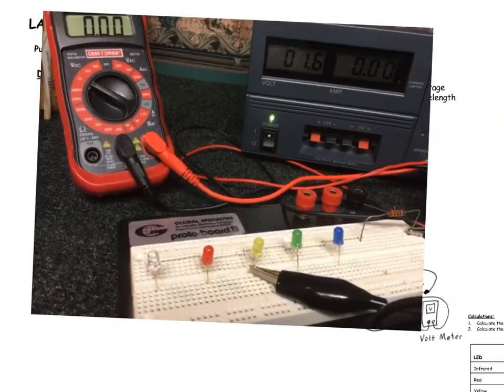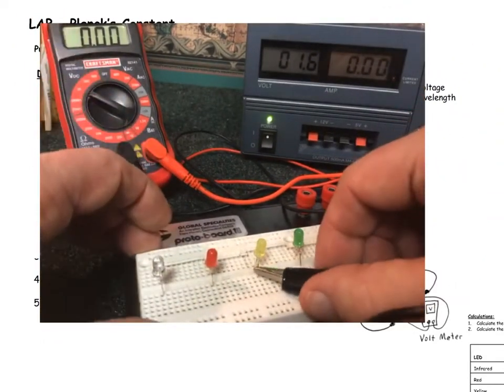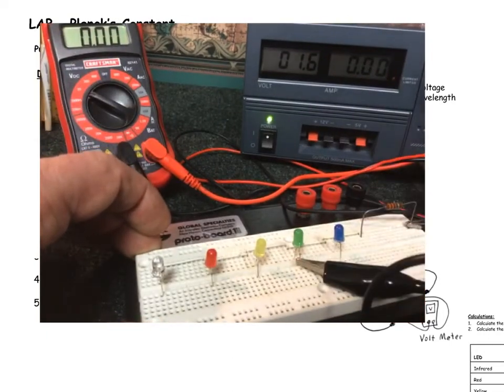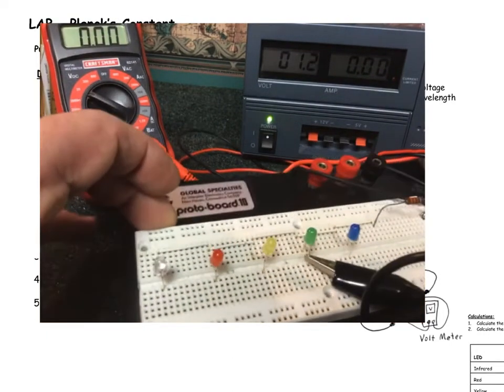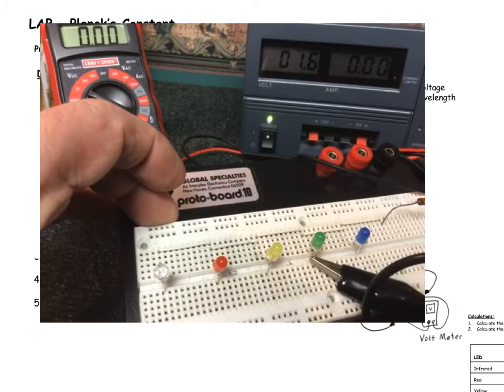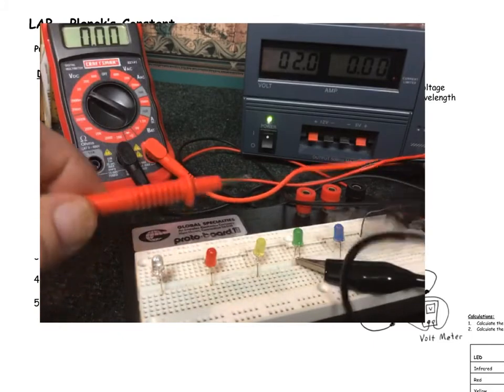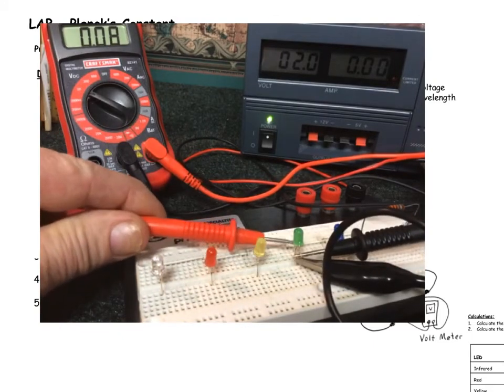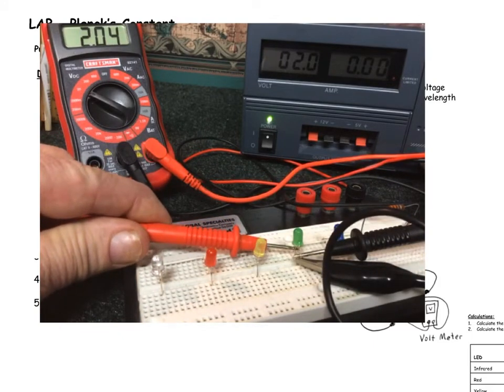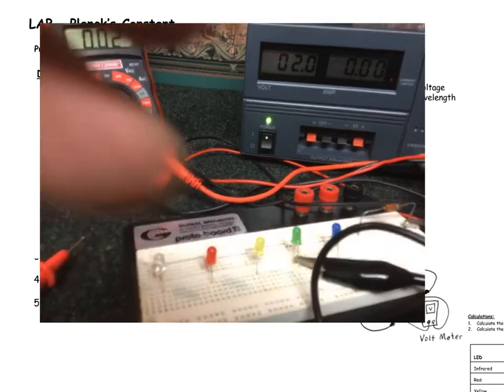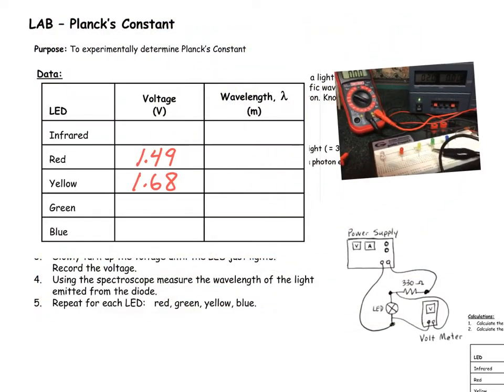Next, the green one. Moving over to the green one and turning up until it just barely lights. Notice it's taking a little more voltage now each time to light these. All right, that one is right about there. Measuring with the voltmeter, 2.04.